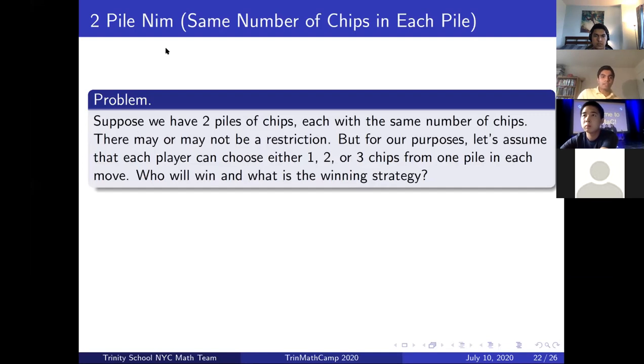And so now let's go to this idea of when we have 2 piles of chips, each with the same number of chips, and there may or may not be a restriction on the number of chips we can take. But for our purposes, let's assume that each player can choose either 1, 2, or 3 chips from one pile during each move. Who will win, and what is the winning strategy?